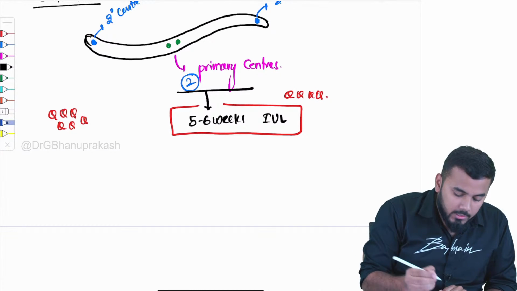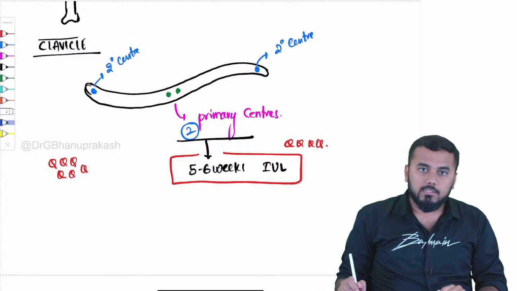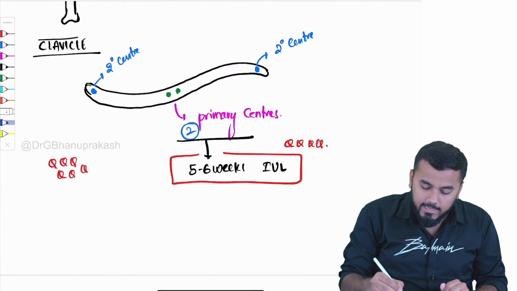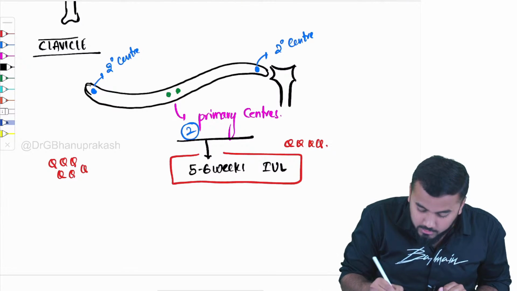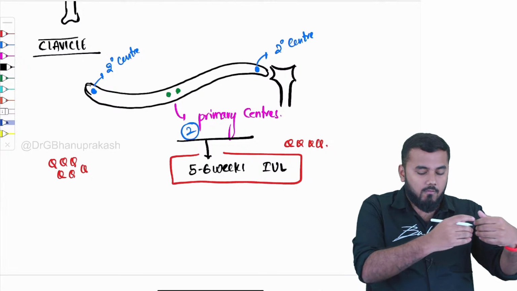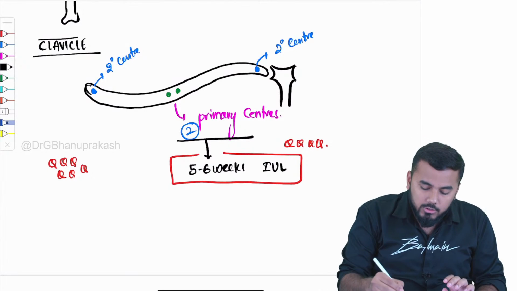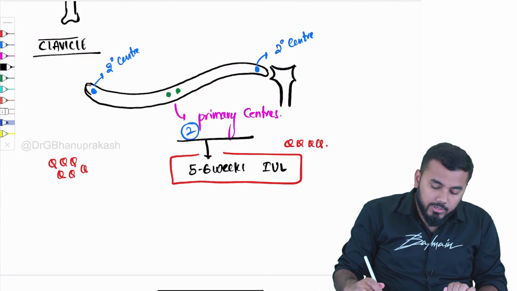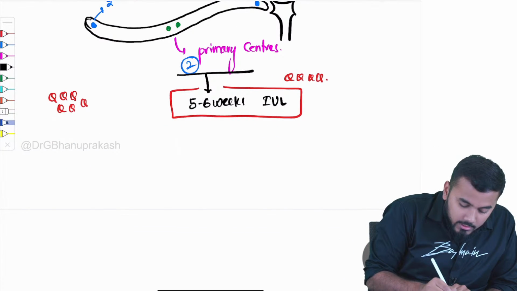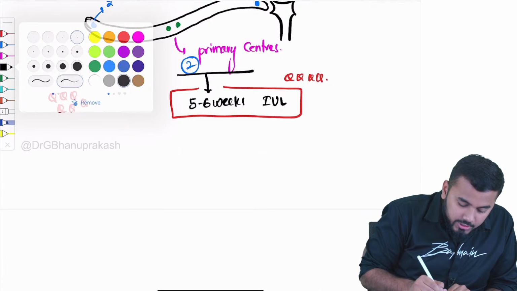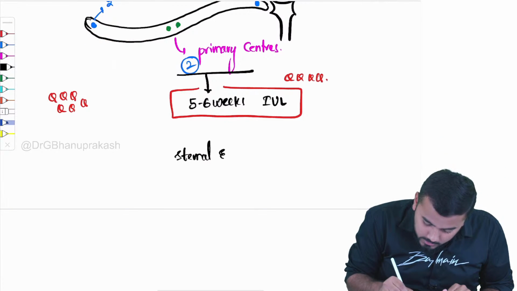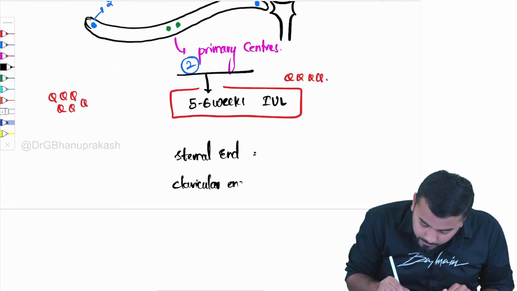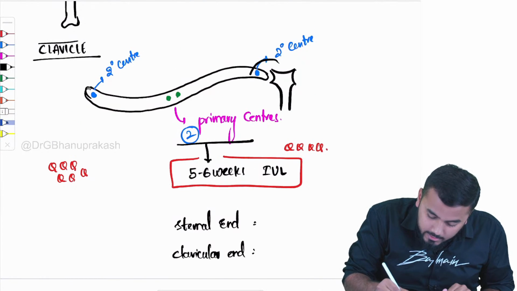Next important thing. And sir, you also told me there are secondary centers on each end, right? Let us say this is the place where I had my sternum. So I call one end the sternal end, and the other the clavicular end. Can you tell me when the secondary ossification starts in the sternal end?